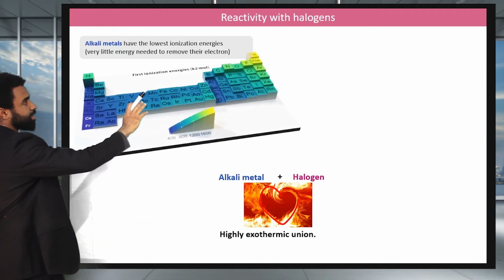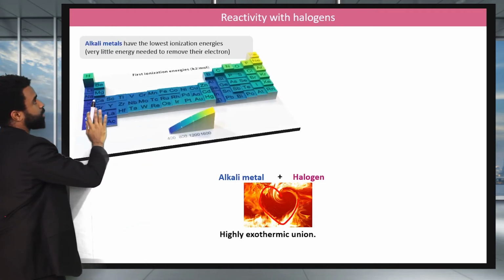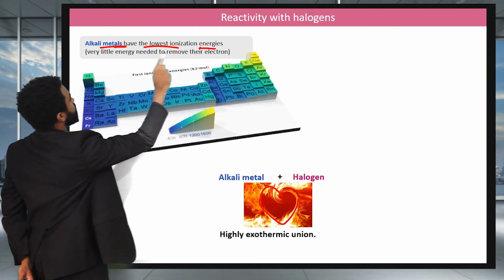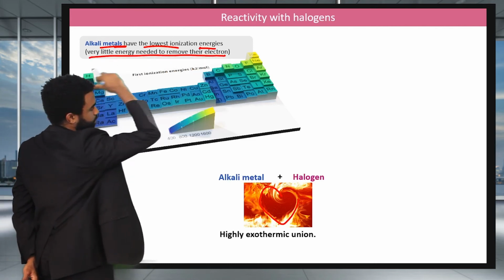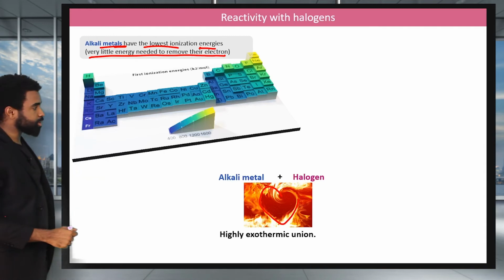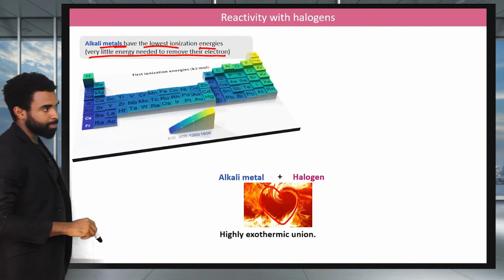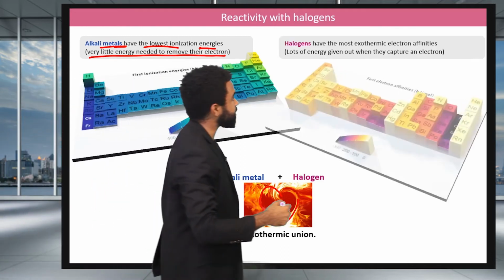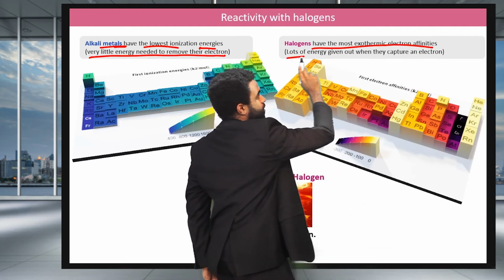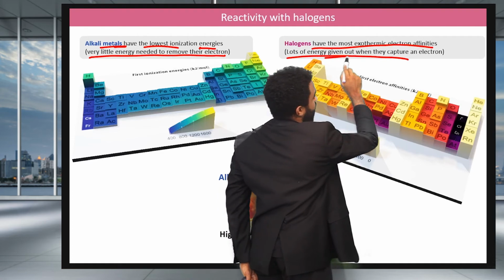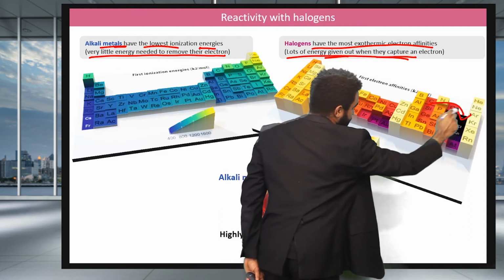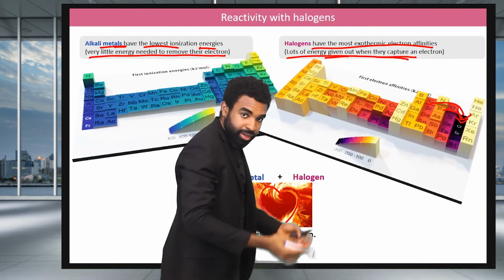So remember that we said that the ionization energies for metals are very low. The alkali metals have the lowest ionization energies, which means that very little energy is needed to remove their electrons. So very little energy is needed to remove the first electron of sodium, for example, or cesium or francium. And on the other hand, if we look at the electron affinities, we see that halogens have the most exothermic electron affinity. That means lots of energy is given out when they capture an electron. So if an electron falls into, say, fluorine here or chlorine, it's going to release lots of energy.